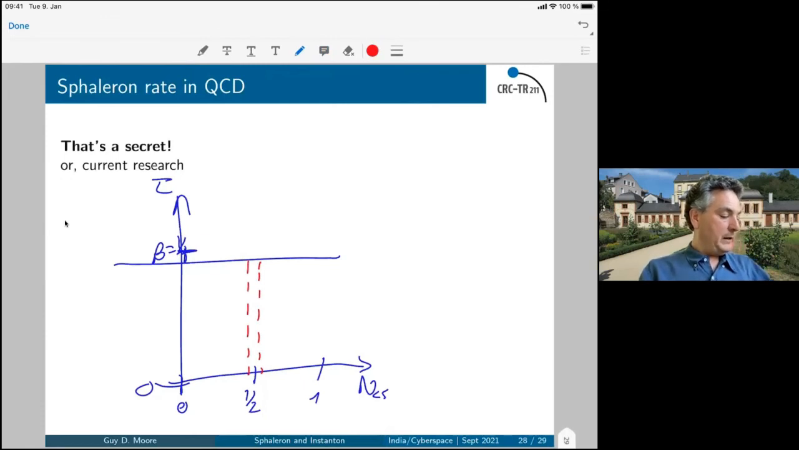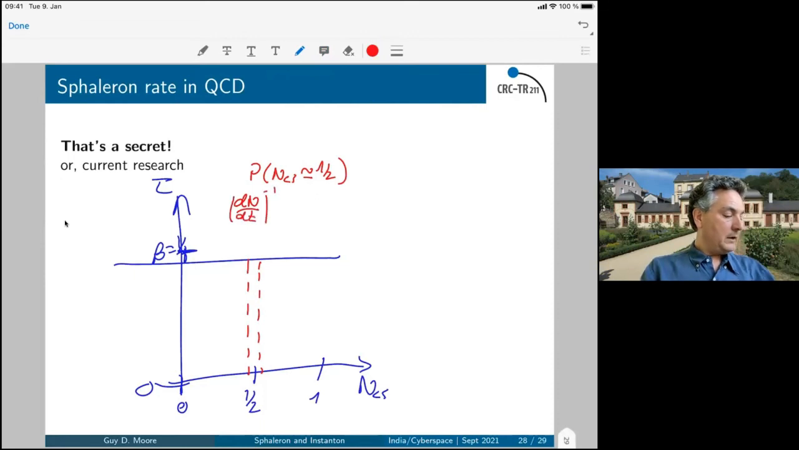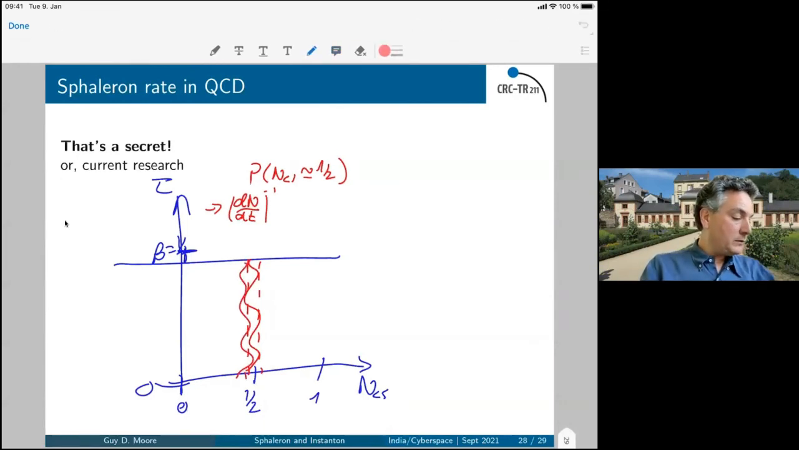So what's the probability of being in here? Because that's the thing that tells you how often you're at the top moving across. And then the other thing we want to know is dN/dt, because that's the thing that tells you how fast you transition through a Sphaleron. And this is determined by how big the fluctuations are when you're at the top. So if you're not quite at the top, then you have a path which looks like that, never quite reaching this 1/2 line. But if you're close enough to the top, then you have a transition.